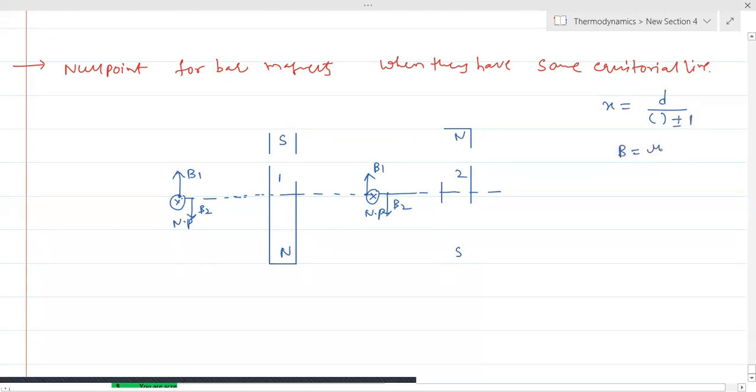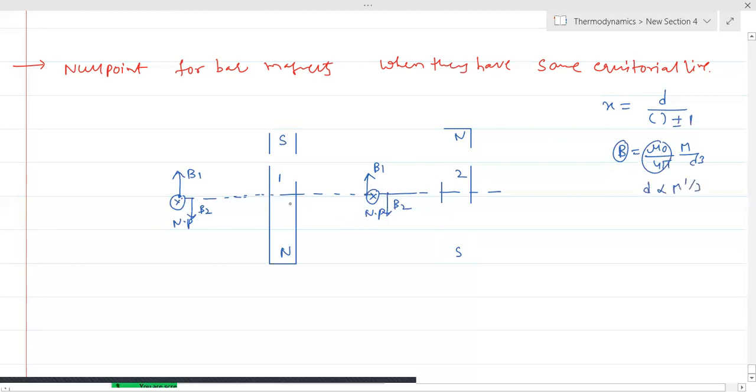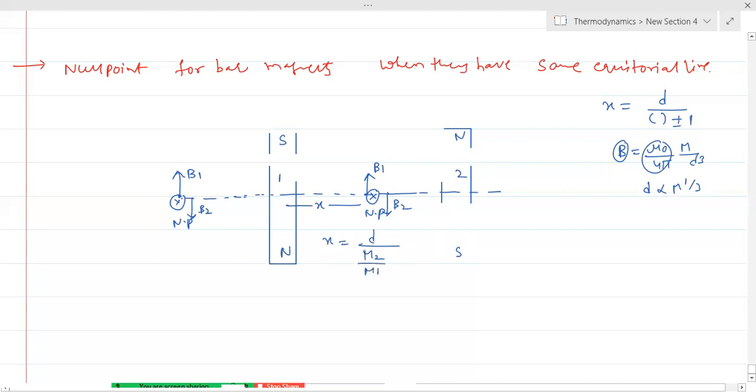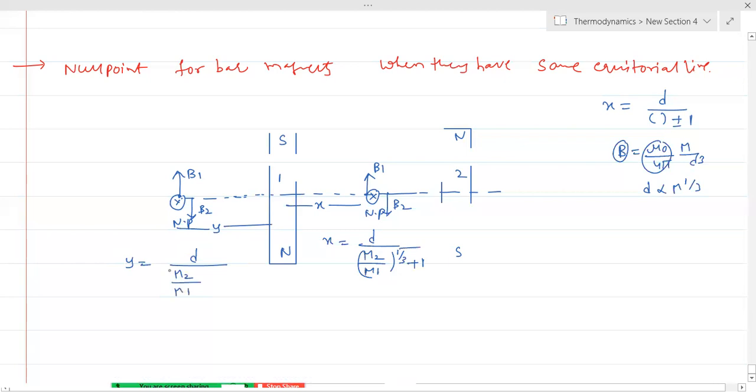B equatorial is equivalent to mu naught by 4 pi into m by d cube. So mu naught by 4 pi is the same, so B is proportional to m. For this null point, I am taking this as x. So x is equivalent to d by (n2 by n1) whole power 1 by 3 minus 1, and this is inside, less than d plus 1. Suppose if this is at y, let us say distance, then y is equivalent to d by (n2 by n1) whole power 1 by 3 minus 1.